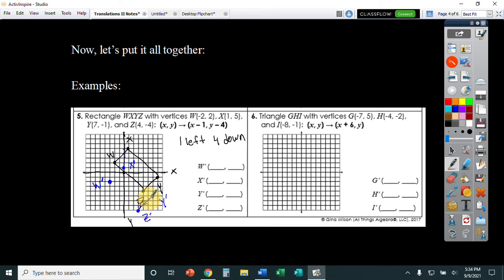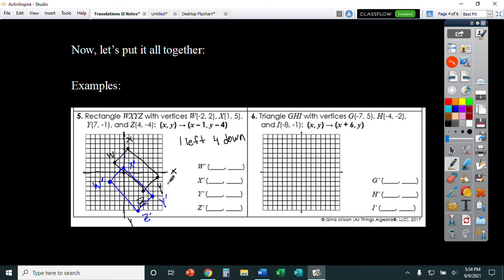And now again, I just play connect the dots. And this is why I use different colors, because sometimes the shapes overlap and it's hard to see what is what. Okay. And there's your new shape. And it should look like the first shape. If it's a triangle, you shouldn't get a rectangle. If it's a rectangle, you shouldn't get a triangle.